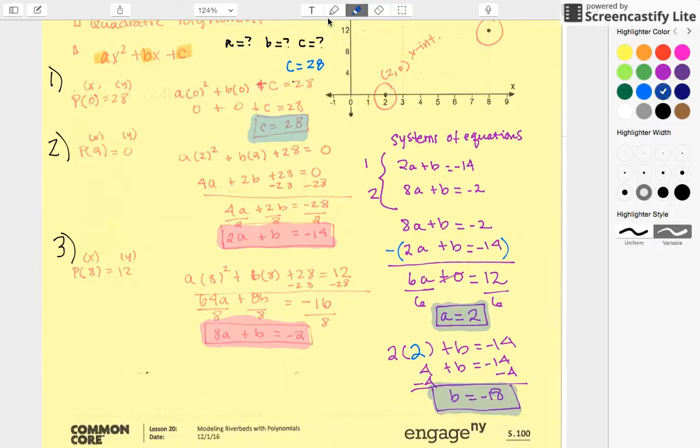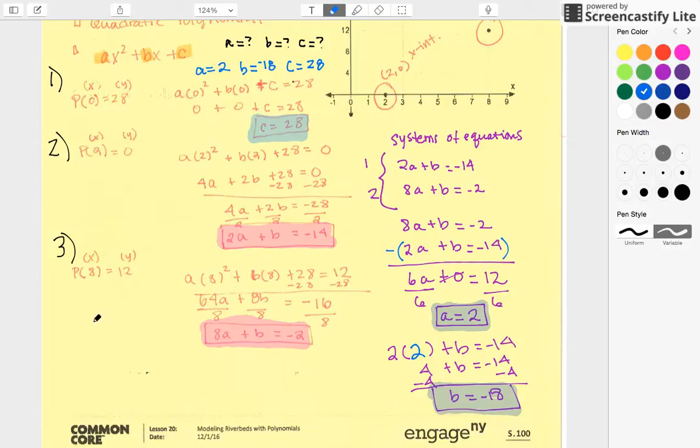So we did all that work. We found out what our c value is, which is 28. We found out that b is equal to negative 18. And then we found out that a is equal to 2. Cool. So all we need to do now is just see how I highlighted these in class. We had A, B, and C. We're just going to substitute what our A, B, and C values are, and then we're done. The whole point of this again was to figure out what is our equation. So I'm going to write that down right here.